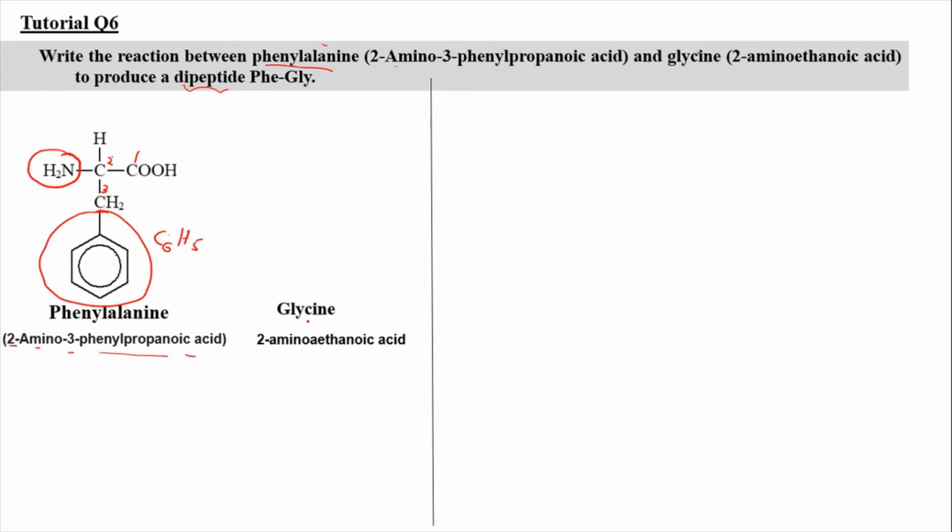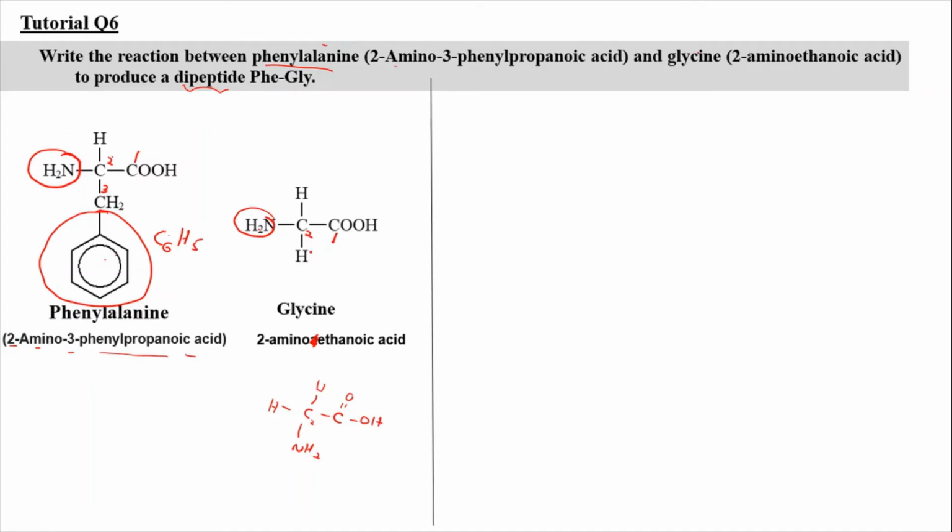Okay, at the same time, the glycine is going to have the name of 2-amino ethanoic acid. So ethanoic acid is going to have 2 carbons. And at carbon number 2, it's going to attach with the amino group, which is NH2. And the others are going to be H and H here. Okay, so carbon number 1, carbon number 2, it has an amino group. Okay, so it is a reaction between phenylalanine and glycine.